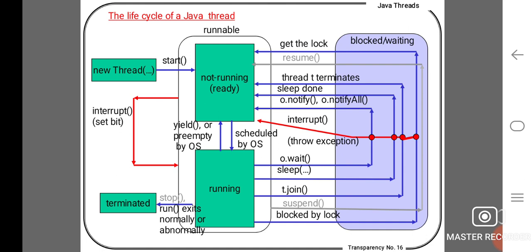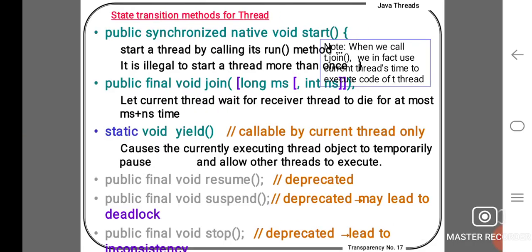throws exception, suspend, blocked by lock, terminated, stop, run exits normally or abnormally. State transition methods for thread.